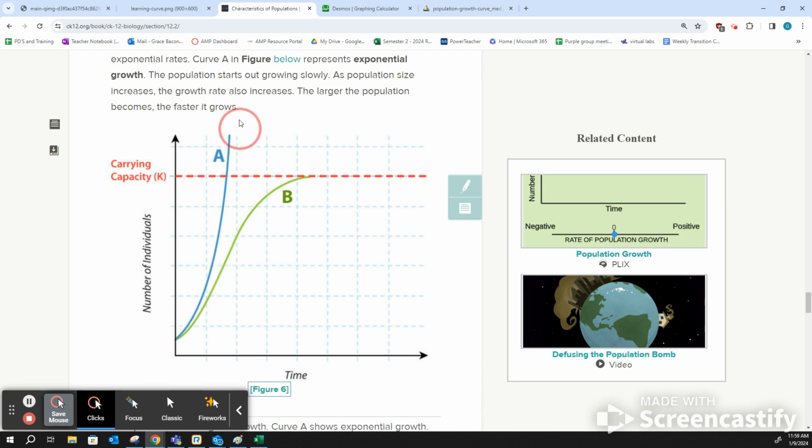This kind of exponential growth happens when whatever organism that is has unlimited resources. There's nothing stopping its growth. It's just going to keep on going.